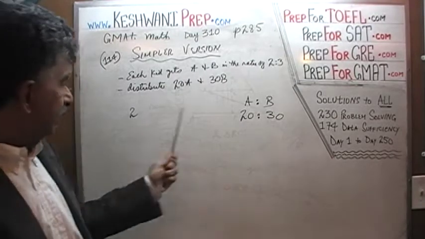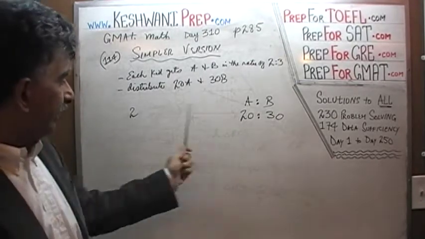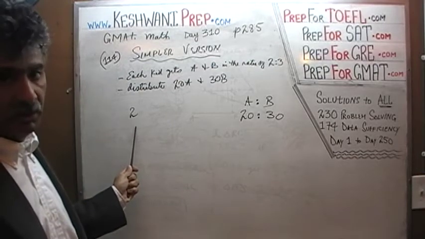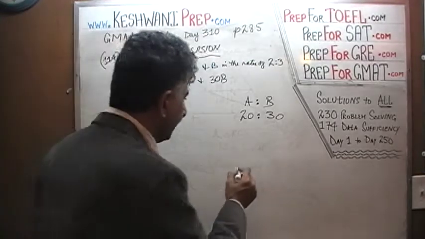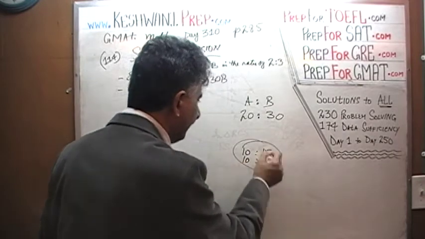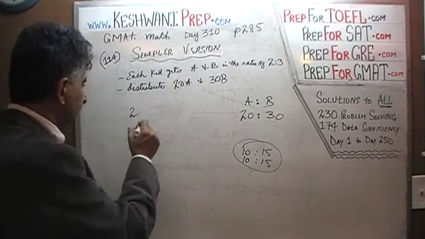Both 20 and 30 are divisible by 2. We can divide 20 by 2, we can divide 30 by 2. So it is quite possible that we may have only 2 children, and each child gets 10 apples and 15 bananas. That's one scenario. That is possible.